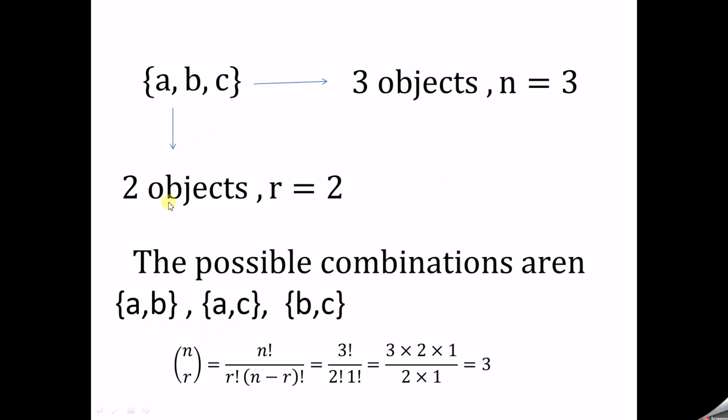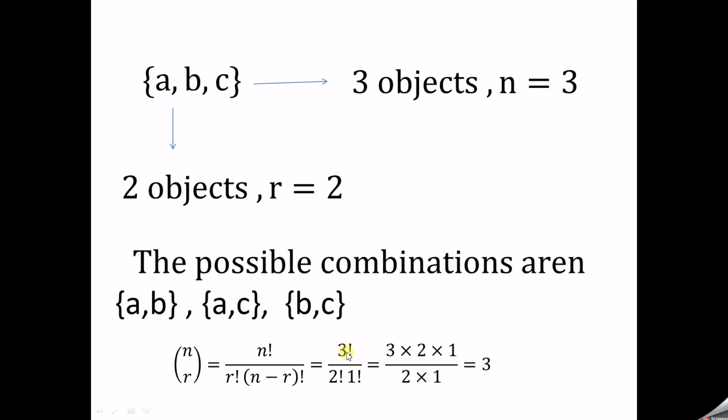When we are selecting r equal to 2 objects from a set of n equal to 3 objects, there are 3 combinations. Even in the formula, the number of combinations, denoted by nCr, is given by n factorial divided by r factorial times n minus r factorial. Here n is equal to 3. If we substitute, 3 factorial divided by r factorial, r is equal to 2 here, so 2 factorial, and n minus r is 3 minus 2, which is 1 factorial.